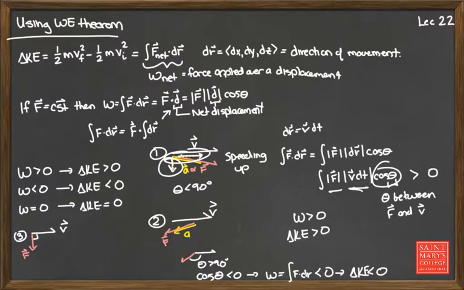But then also notice that in the case of evaluating the work integral, f dot dr, the cosine in this case is of 90 degrees, and the cosine of 90 degrees is identically 0. So then the work in this case is 0, which means that the change in kinetic energy is 0. The object does not speed up or slow down. In this case, it simply changes direction.